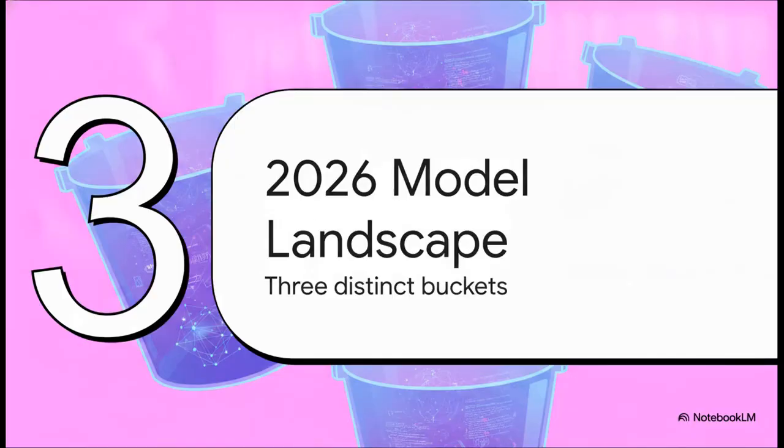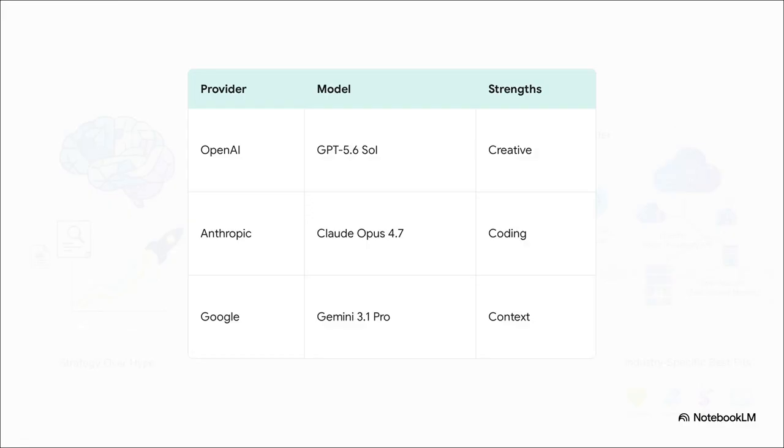All right, moving to step 3, the 2026 model landscape. The market right now is, frankly, pretty chaotic, but we can organize it neatly into 3 distinct buckets. Bucket number 1, the frontier models. These are your massive, proprietary API models. You've got OpenAI with GPT 5.6 Sol, which is just fantastic for creative generation and really complex agentic workflows. It's like having a high-end general-purpose copilot.